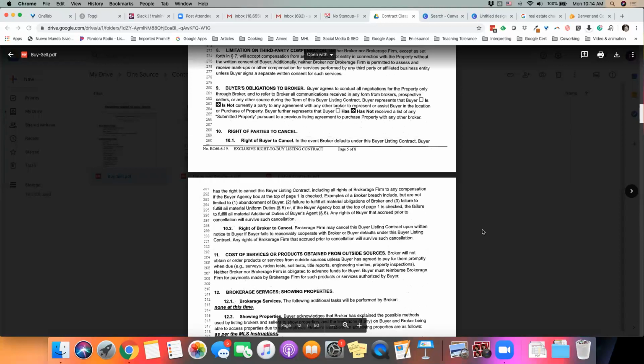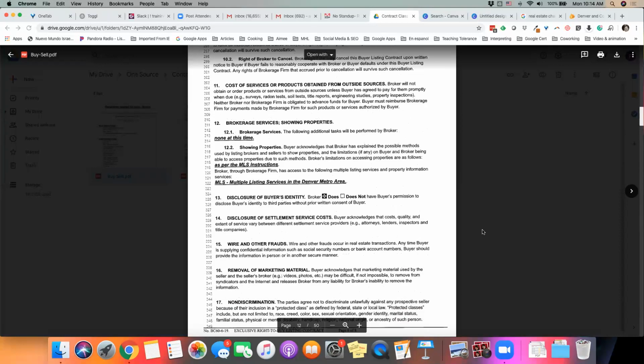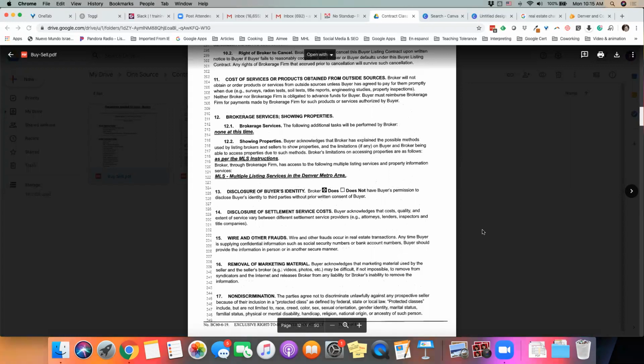If the brokerage services follow, additional tasks will be performed by broker. I would not obligate yourself to anything at this point. There might be something you could do, like saying, hey, I'm going to go video a house or something of that nature. But right now, it's none at this time. Number 12.2 is the showings, as per the MLS instructions. That is more important now than ever before.